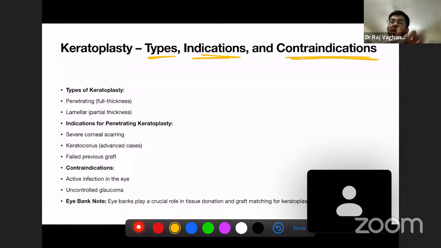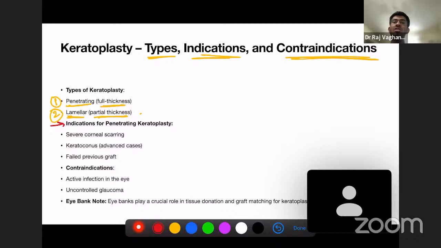For example, it can be penetrating or it can be lamellar. Sorry, keratoplasty means harvesting the cornea, that is, you are taking out the cornea from the patient. Penetrating means full thickness and lamellar means partial thickness. These are the types of keratoplasty. It's very important: penetrating or full thickness, lamellar or partial thickness.